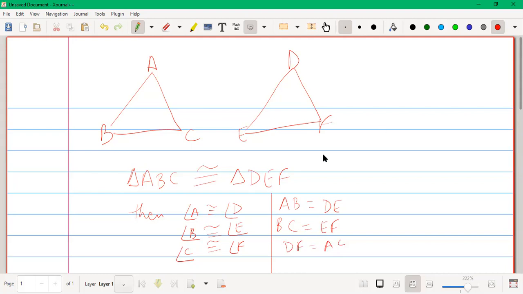And what is the thing that we learned? What is CPCTC? If these two triangles are congruent, then corresponding parts of congruent triangles are congruent. So when we say that all these are congruent to each other, they are because of CPCTC. Because we know that these two triangles are congruent, all their corresponding parts should be congruent.